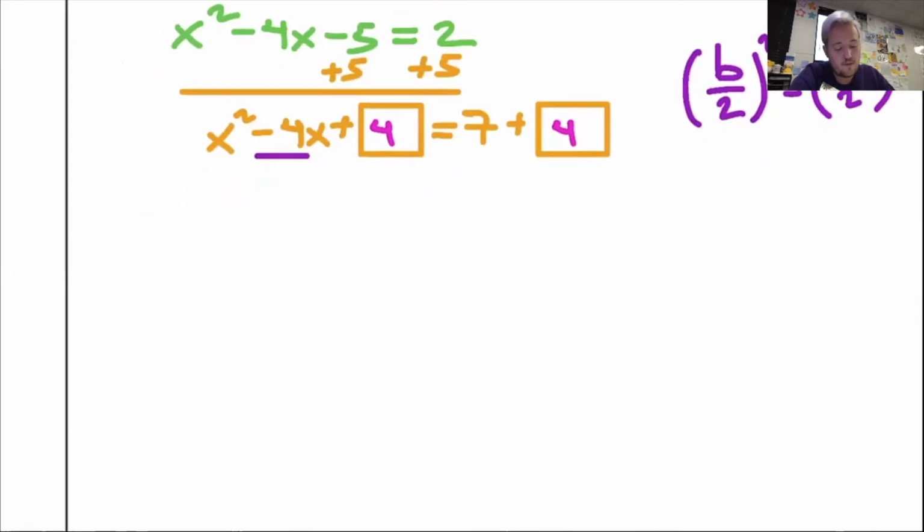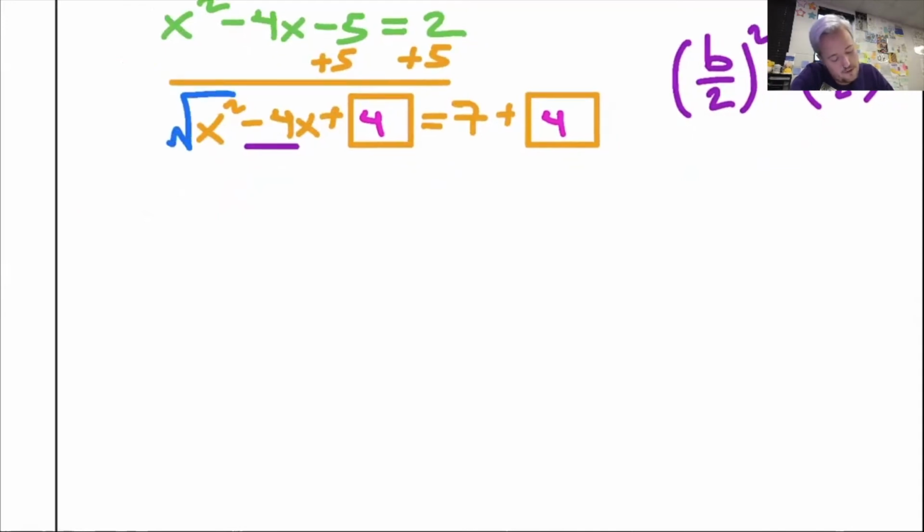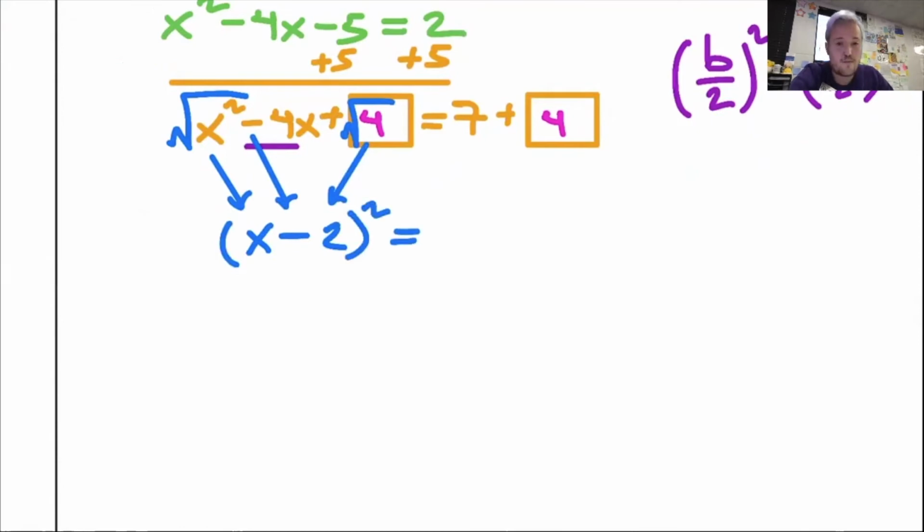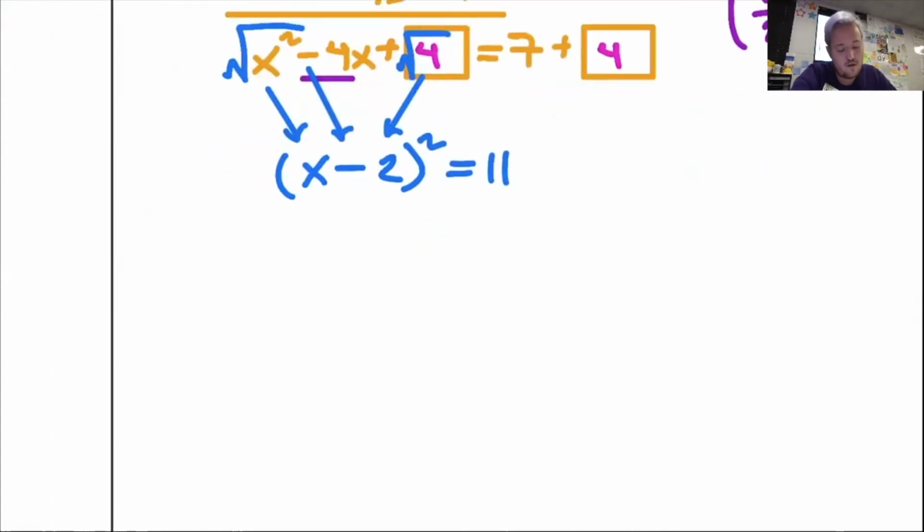All right, so now I'm going to factor. So on the left side, square root of the first, which gives you x. Keep the sign of the b, which is minus, and the square root of the last, which gives you 2. And then square it. And then on the right side, you're going to have 7 plus 4, which is going to give you 11. All right, so I'm going to copy the equation here. And now I want to solve it.